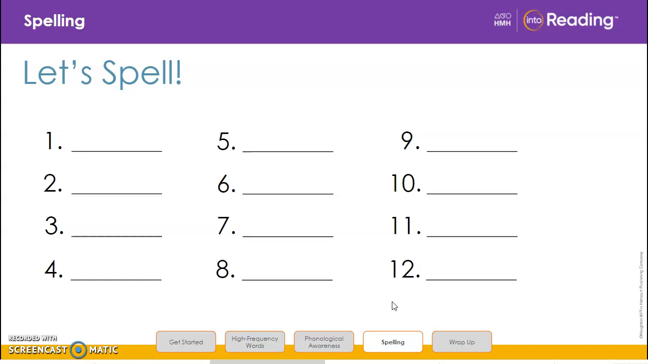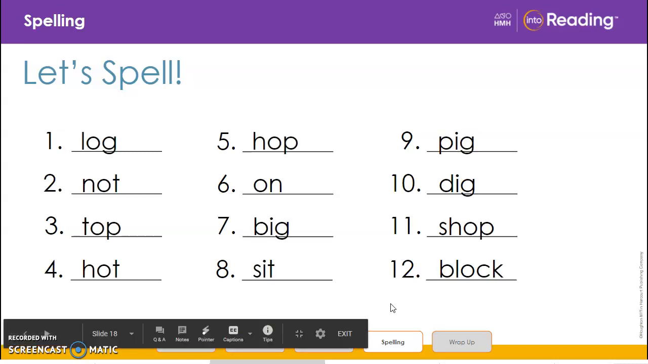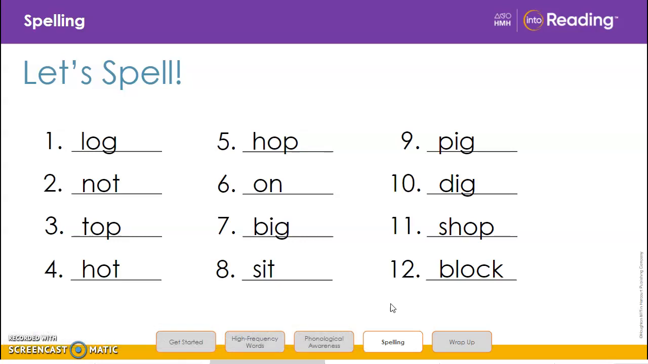Number 11 is shop. We bought milk in the shop. Shop. Number 12 is block. He built a block tower. Block. Okay, now you need to correct any words you misspelled. Take a picture of your words and turn it into your Google Classroom to your teacher.